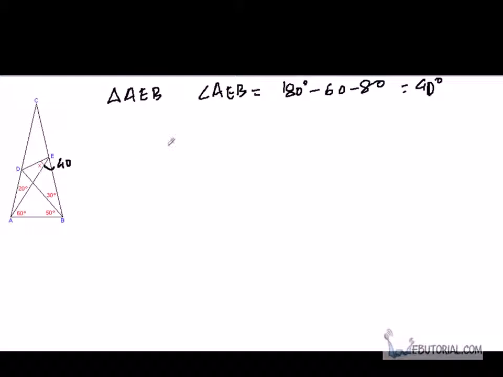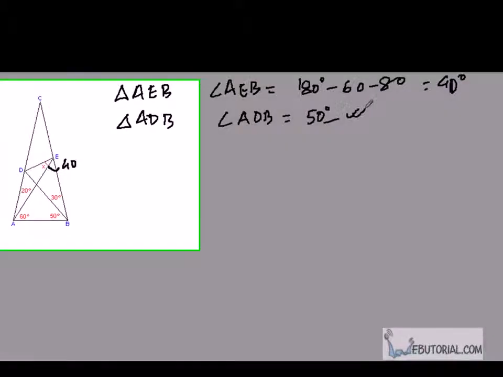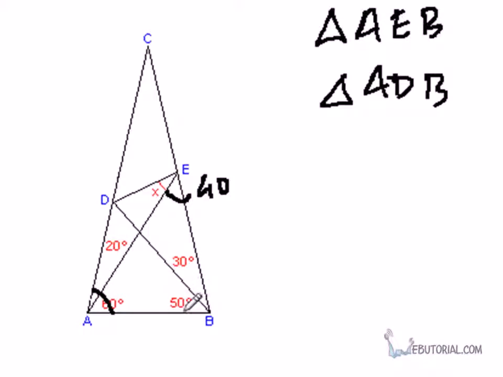Similarly, in triangle ADB, we can see that angle ADB will be 50 degrees. This angle is 80, this angle is 50, so this angle also has to be 50 degrees. What is important over here is that if this is 50 and this is 50, then this side must be equal to this side. So far so good.